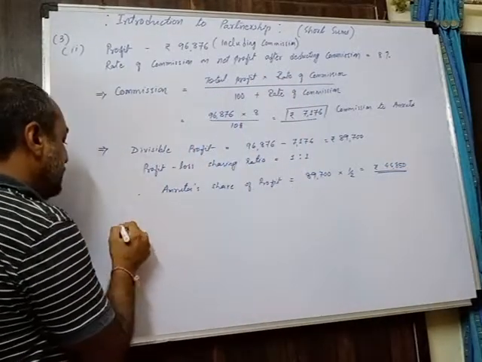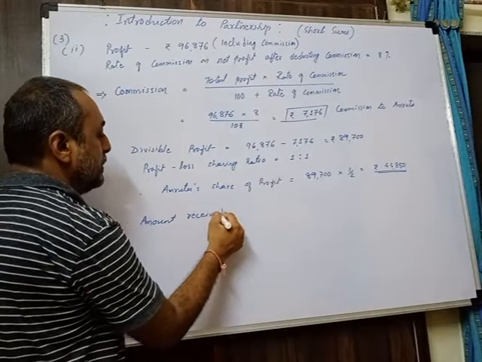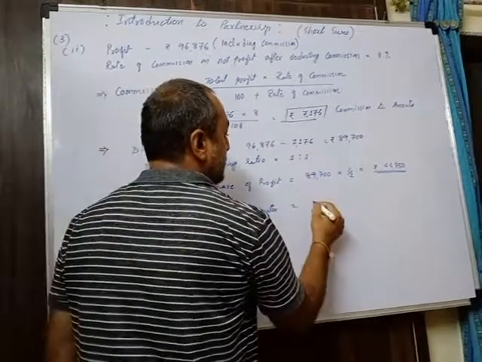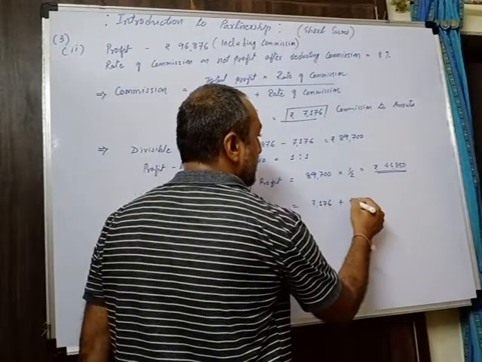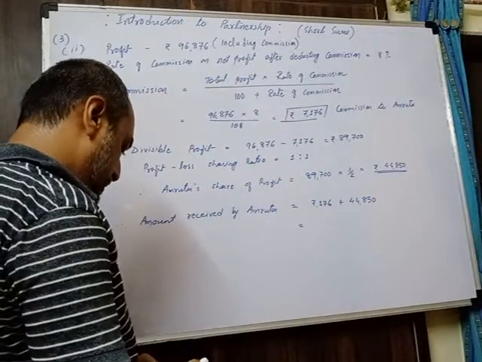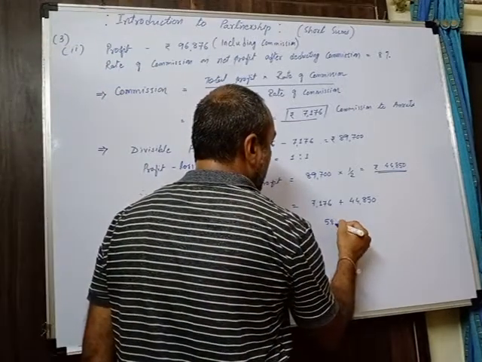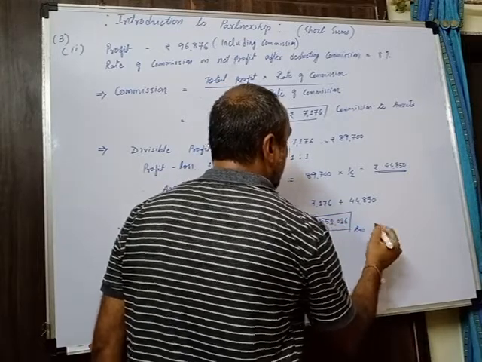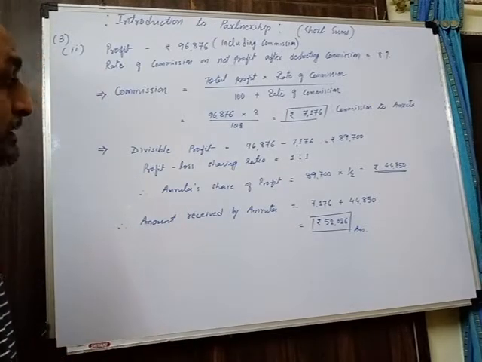Now we have to find out the amount received by Amruta. Therefore, the amount received by Amruta is equal to her commission amount 7,176 plus her share in profit 44,850. The answer we get is 52,026 rupees. The amount received by Amruta is 52,026 rupees. This is your answer.